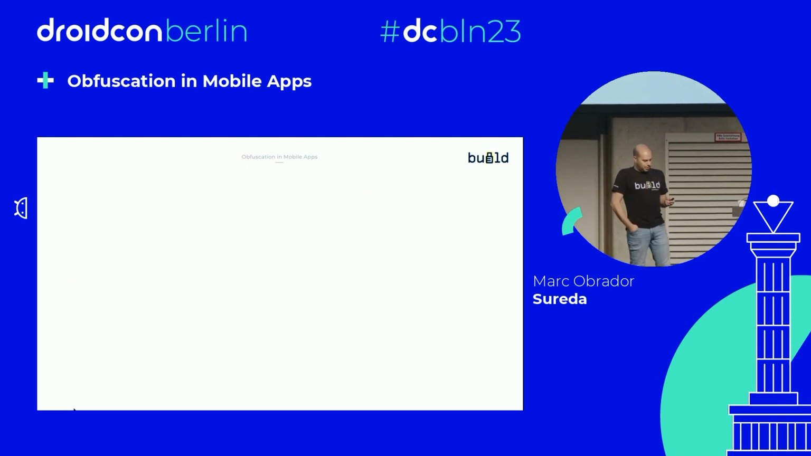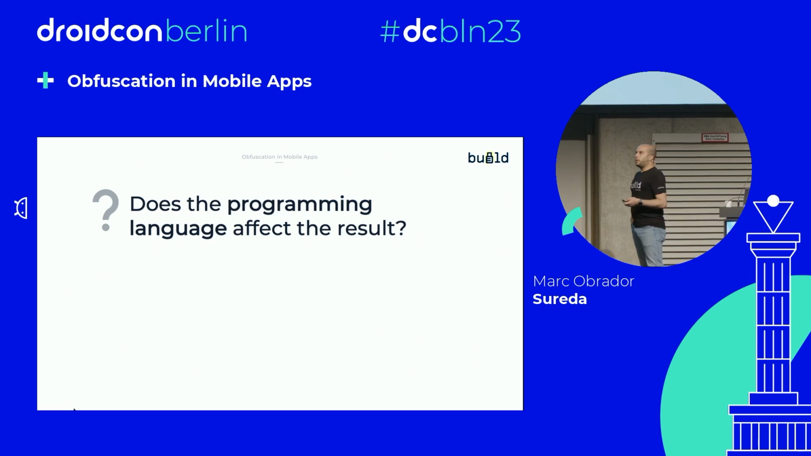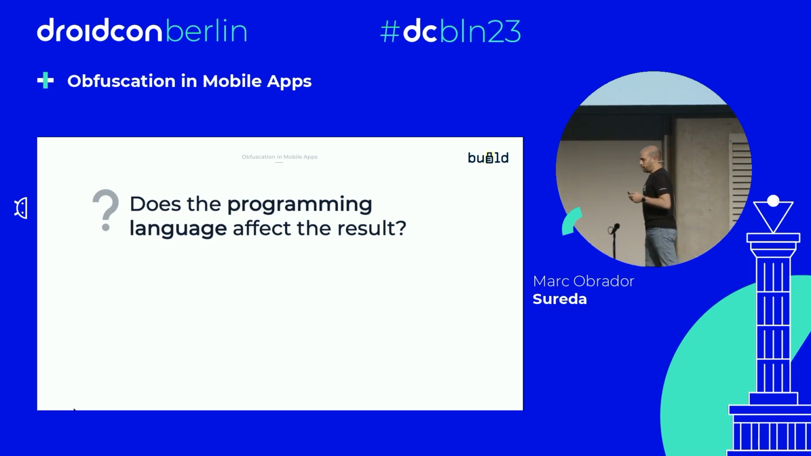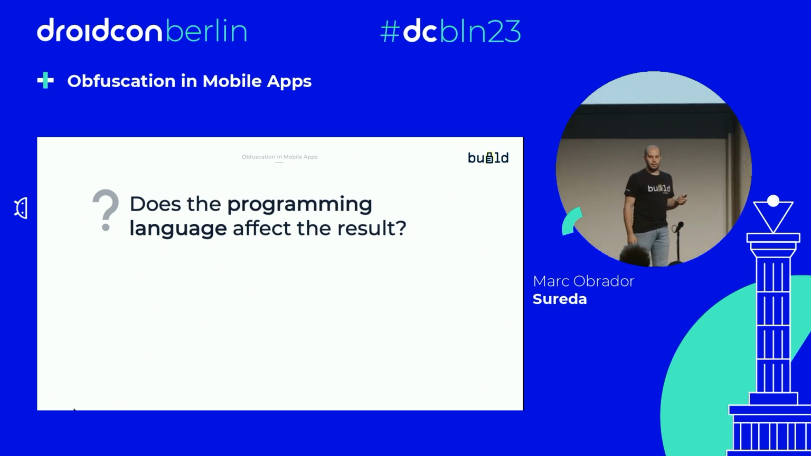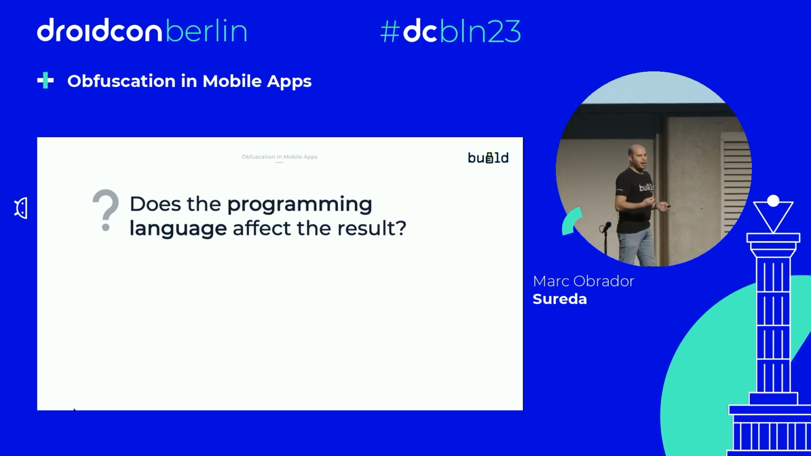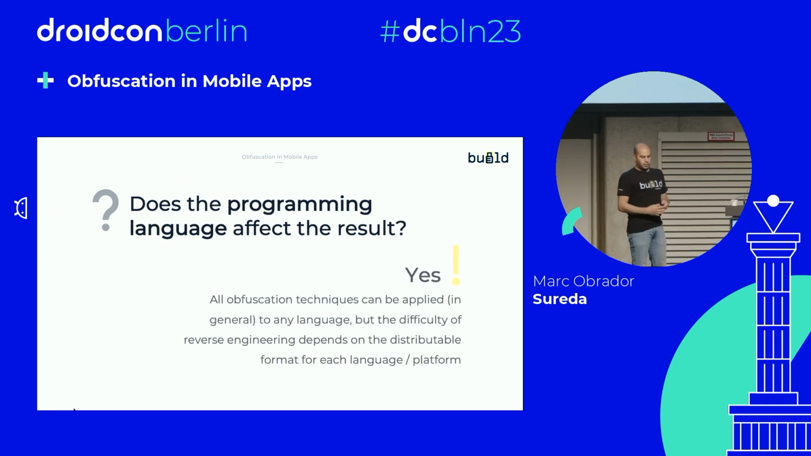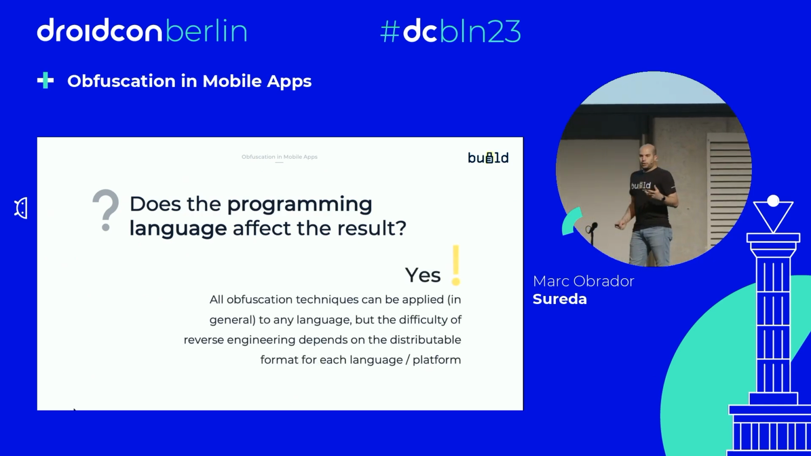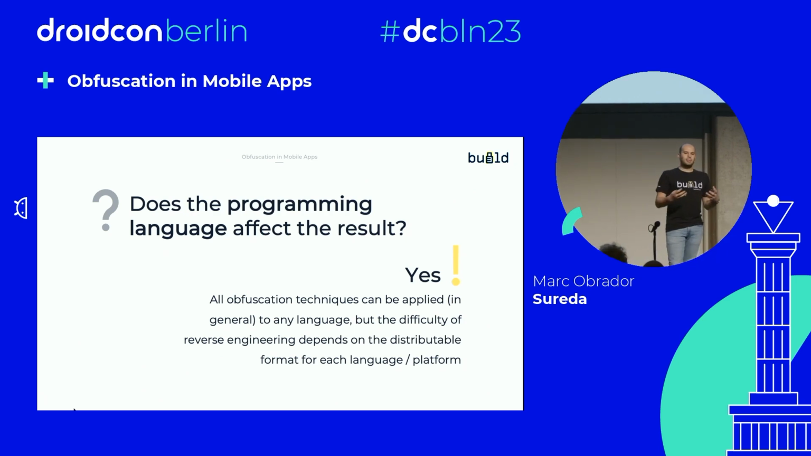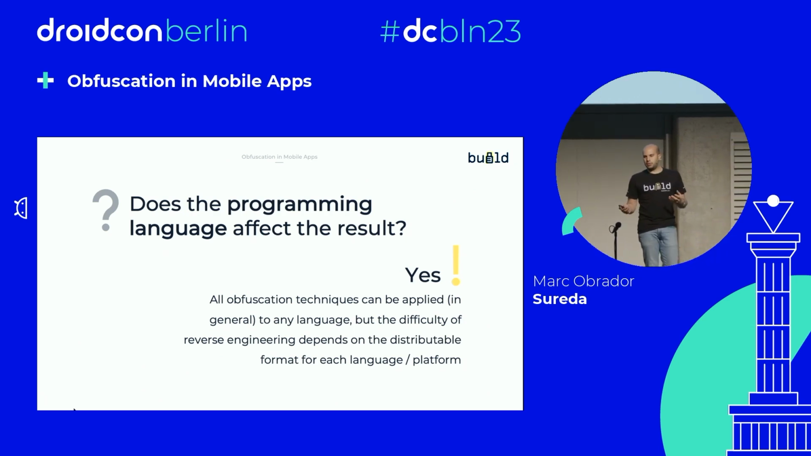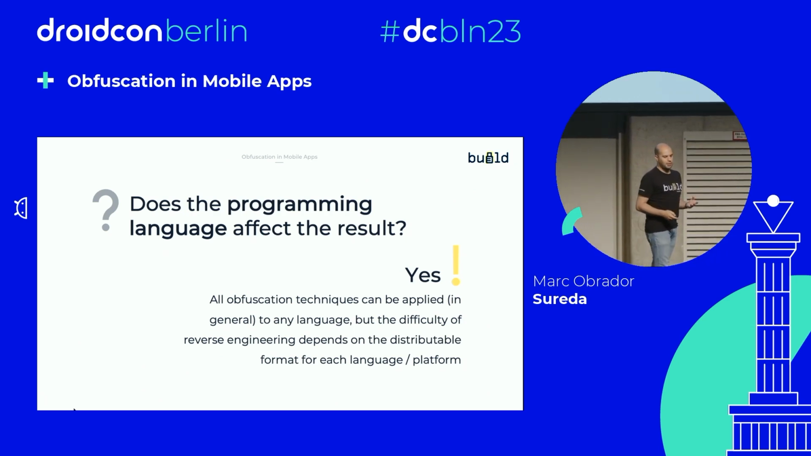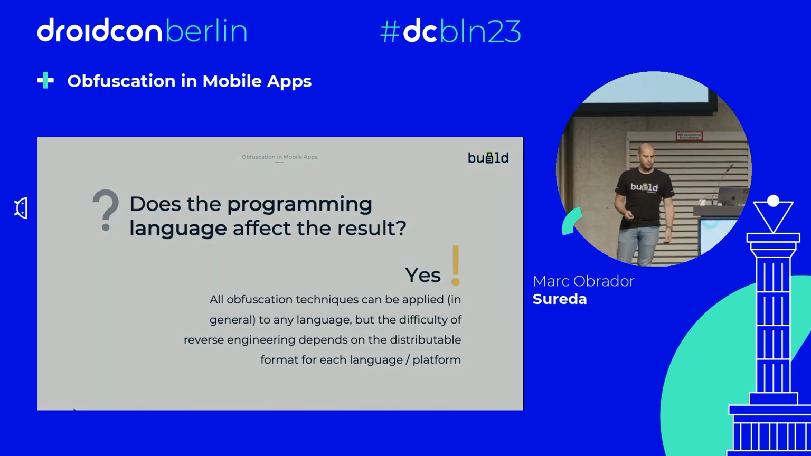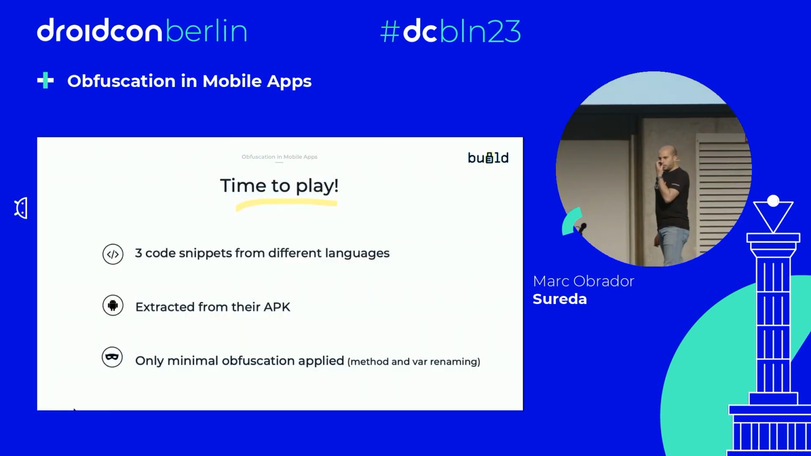But as developers, I think one of the things we can and we want to look at is how the choice of programming language that we use affects the result of the obfuscation, or how hard it is to understand the code depending on the programming language that we use. Because even if all the obfuscation techniques can be applied to any programming language, the end result is going to be massively different depending on how we do this. And I want to show it by example.